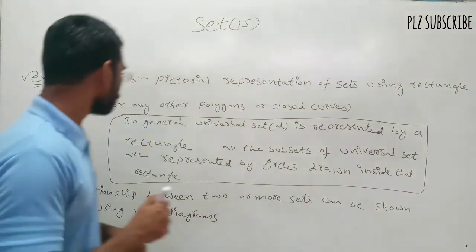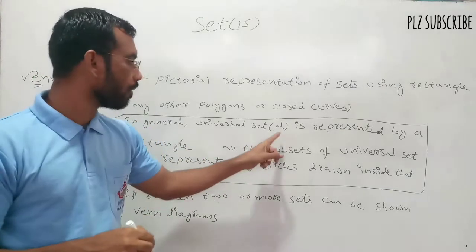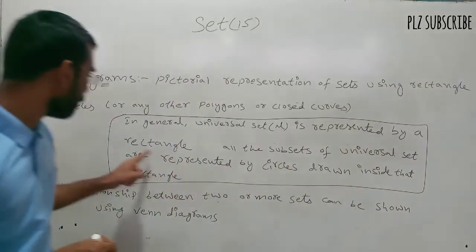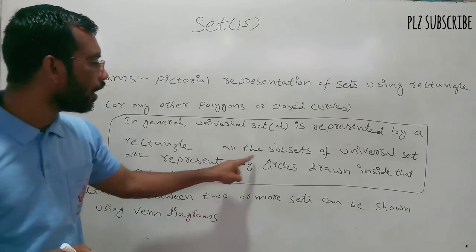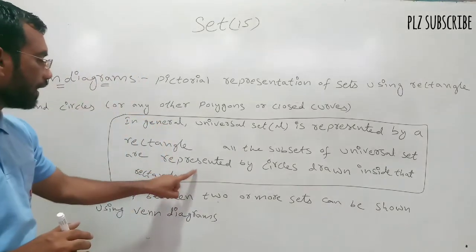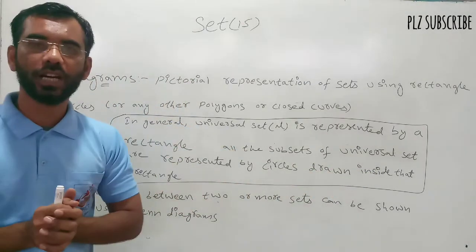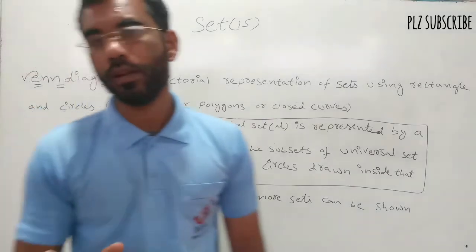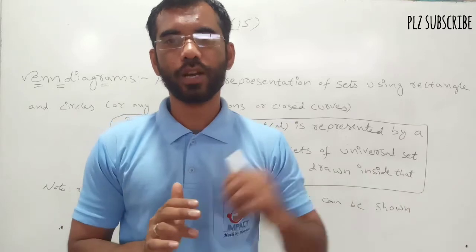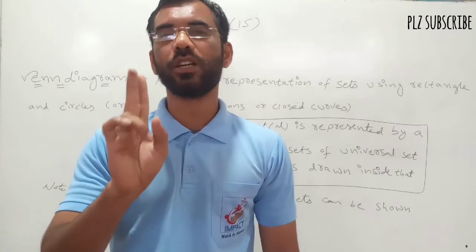Now, in general, universal set can be written as mu. Mu is the universal set. Universal set is represented by a rectangle and all the subsets of the universal set are represented by circles drawn inside that rectangle. And remember, you cannot draw a Venn diagram for less than two sets. It should be at least two sets to draw the Venn diagram.